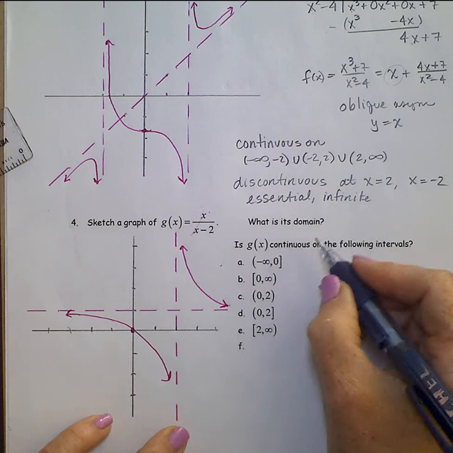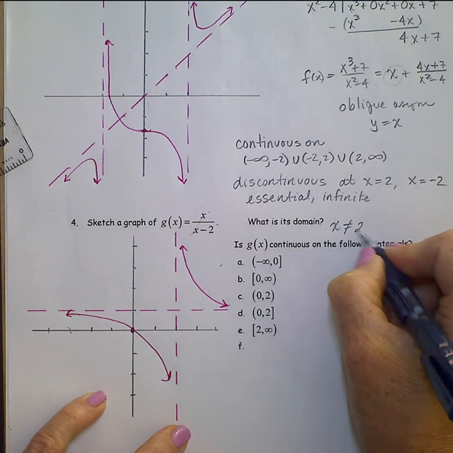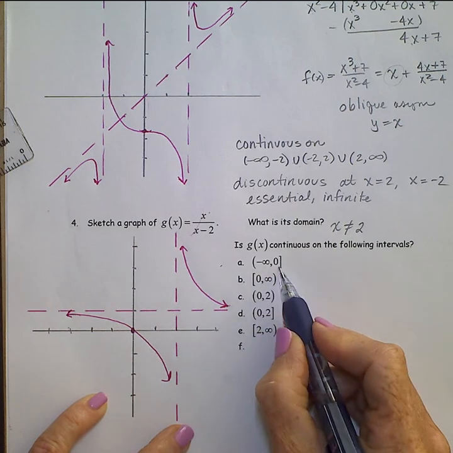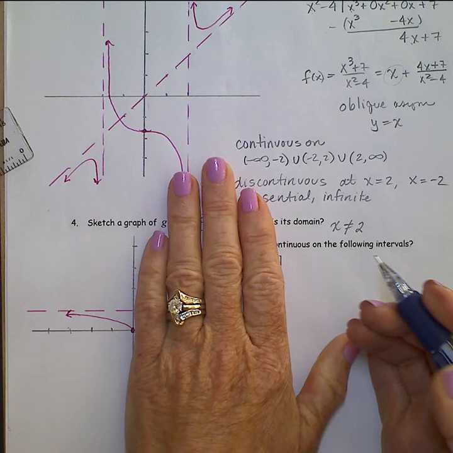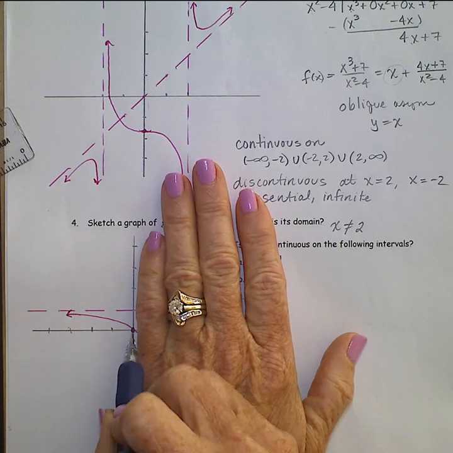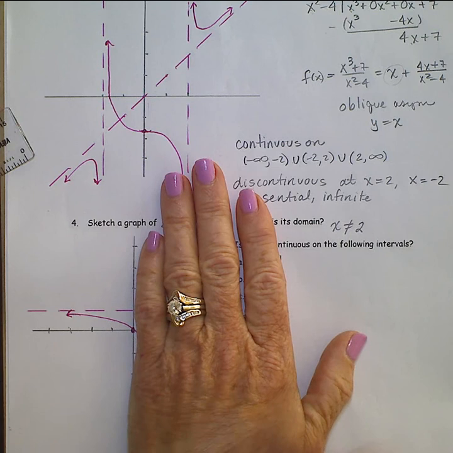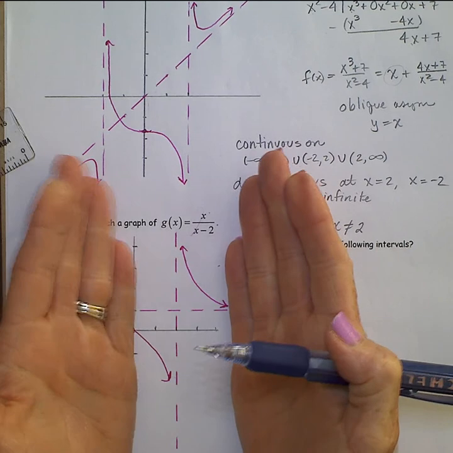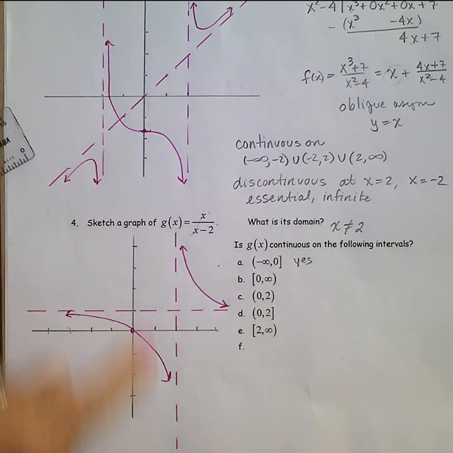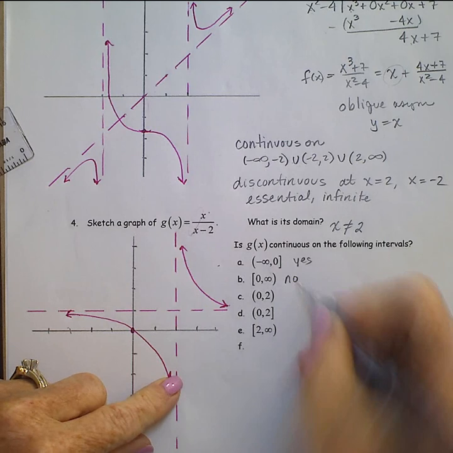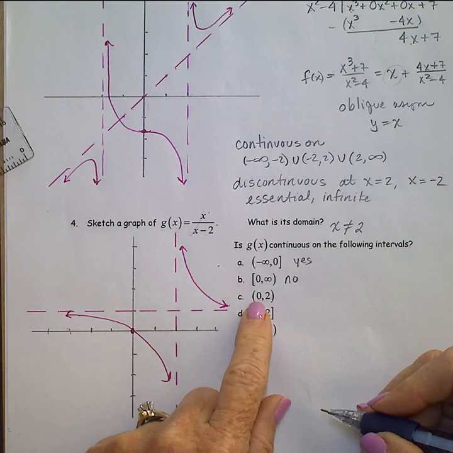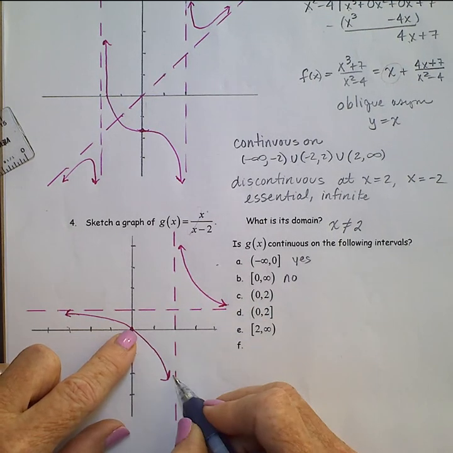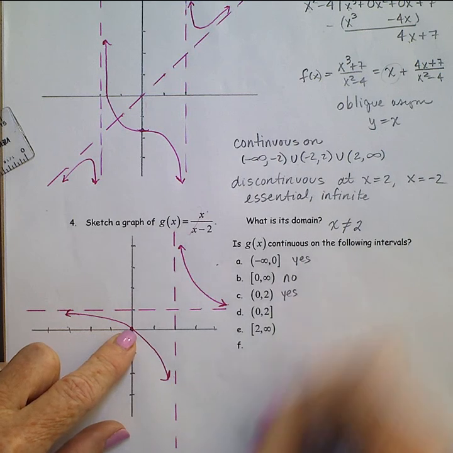Domain, x cannot be equal to 2. All right, now look at these intervals from negative infinity up to and including 0. Is your function continuous? Yes. How about starting at 0 up to positive infinity? Nope, because we have a vertical asymptote here at 2. How about the interval from 0 to 2, open at both ends? So that's just after 0 to just before 2. Yes, that one is continuous.